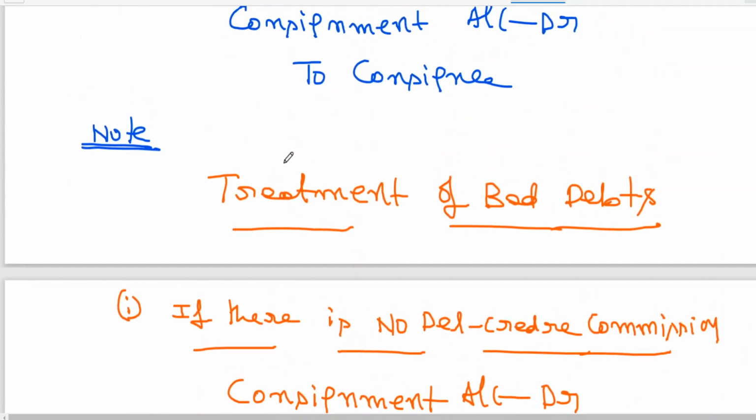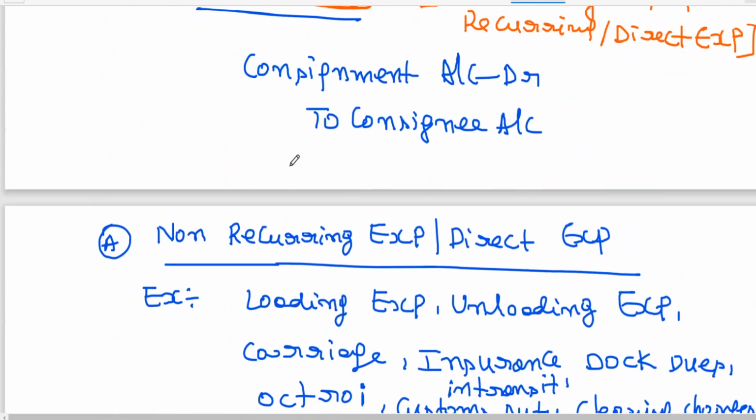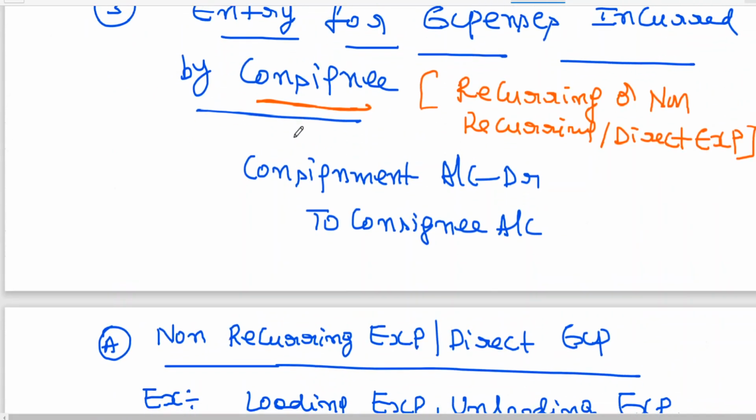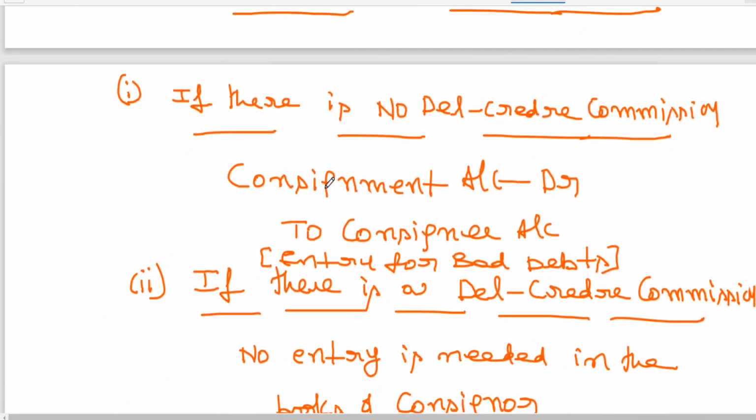Now you can see the common thing: for expenses incurred by consignee, consignment to consignee. Have you noticed? For commission payable to consignee, consignment to consignee. If there is no del credere commission, for bad debts the entry is also the same. So I think you can remember three entries are the same. What is the entry? Consignment to consignee is the same for expenses incurred by consignee, commission payable to consignee, and bad debts because of no del credere commission. We debit consignment because it's a loss and we need to make a payment to whom? Consignee. Clear to all of you?